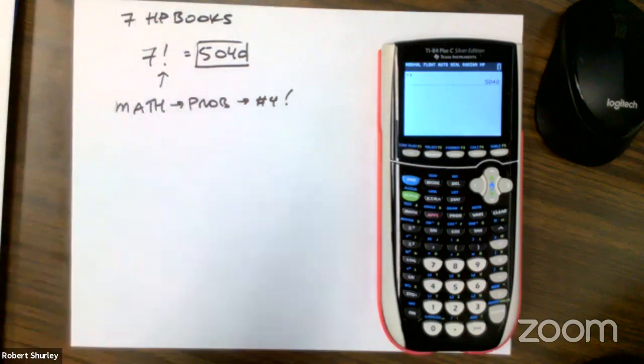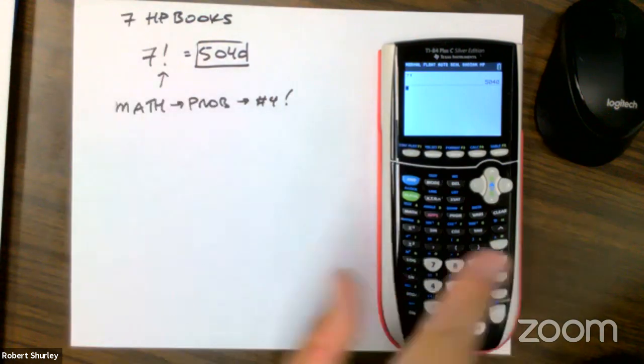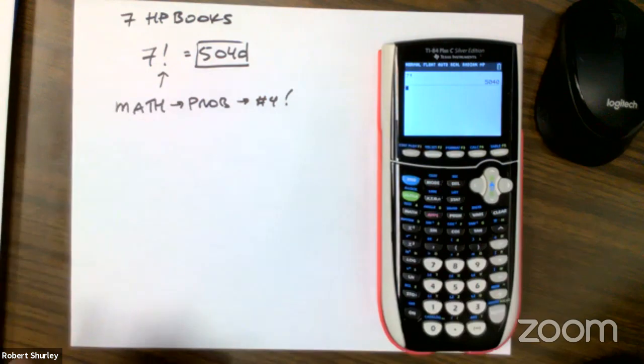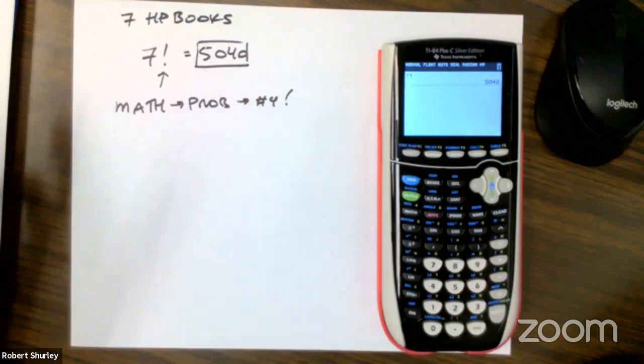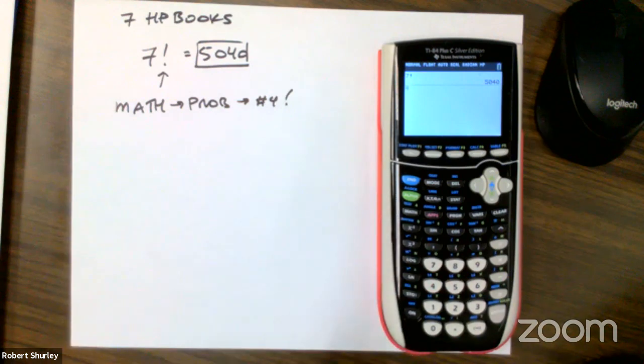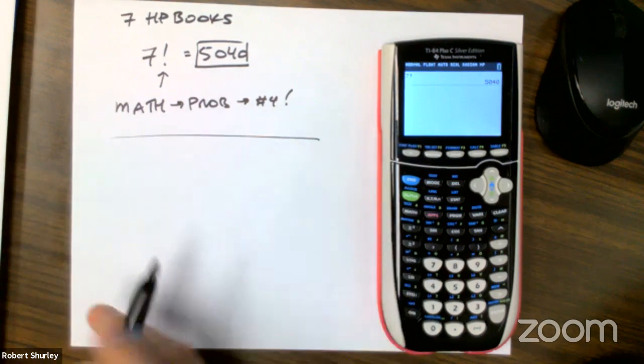So if you take 7 and you order all 7, now here's the thing with this factorial, you have to use all 7. You couldn't have 6 and only use 6 of them out of the 7. That's a different formula we're about to get to. You have to use every single one of them.